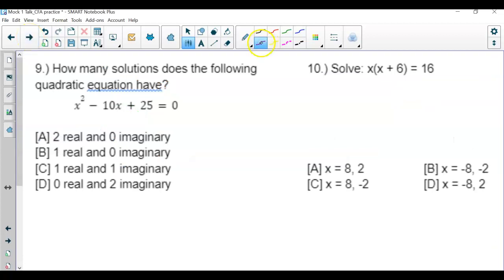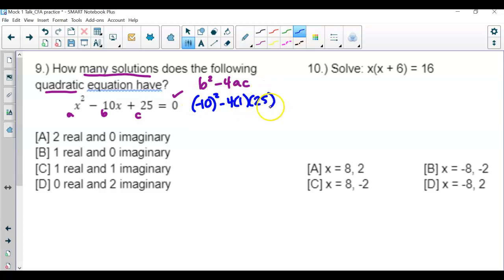Number 8, whenever the question is asking how many solutions a quadratic has, we are going to calculate the discriminant, b squared minus 4 times a times c, where here's my a, b, and c. Notice our equation is equal to 0, so I can set the values of a, b, and c. So b squared, or -10 squared, minus 4 times 1 times 25. This is positive 100, because negative times negative is a positive, minus 100. Well, I get a discriminant of 0.